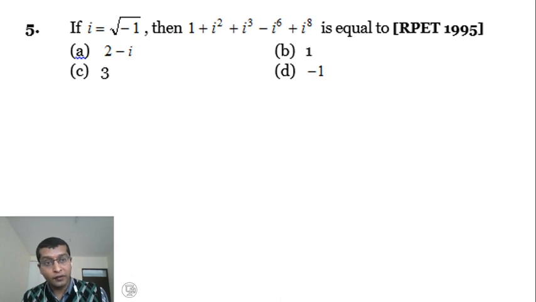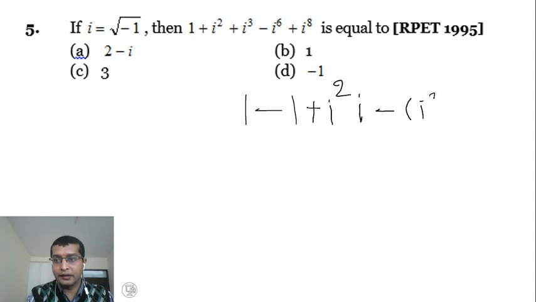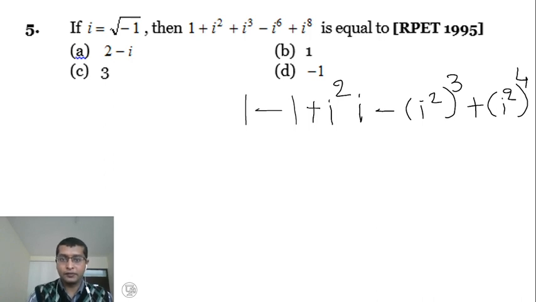If i equals root of minus 1, then 1 plus i^2 plus i^3 minus i^6 plus i^8 is equal to what. So, 1 we write as it is, i^2 we write as minus 1, i^3 is i^2 into i, so i^2 is minus 1, so we get minus i. If you are having difficulty in writing, I will split like this, i^2 into i. i^6 is (i^2)^3. And i^8 we can write as (i^2)^4 here, like this. So plus 1 minus 1 get cancelled.